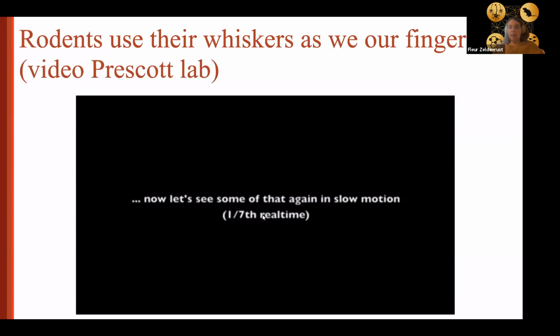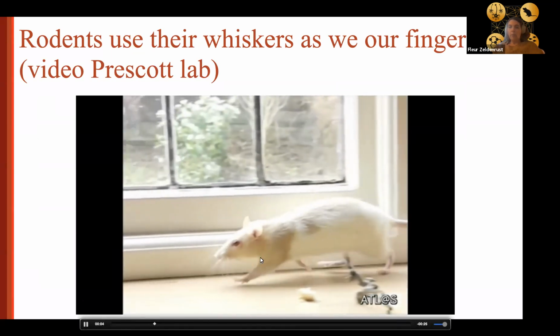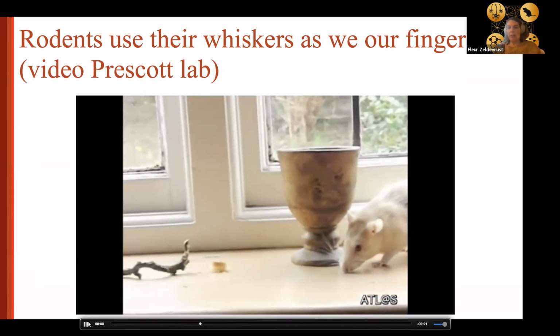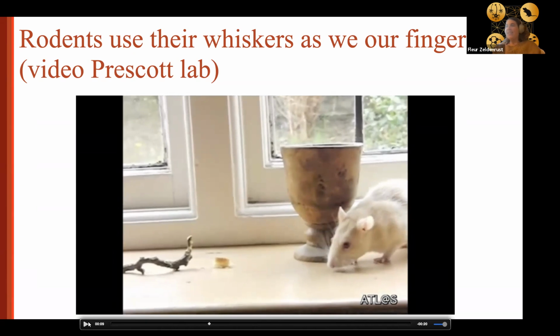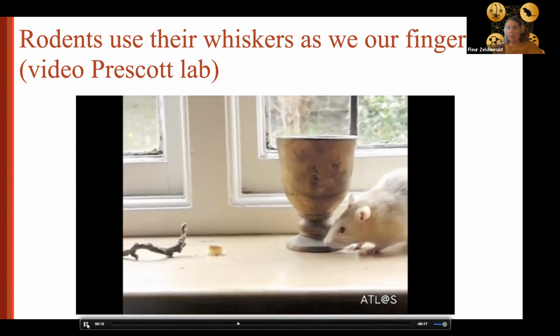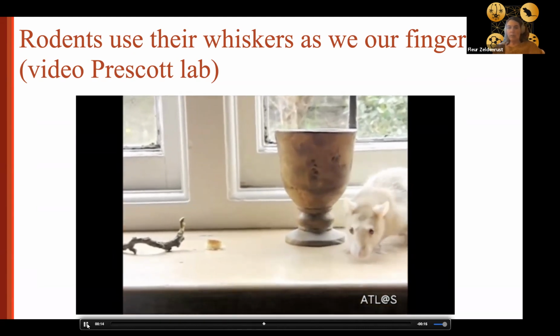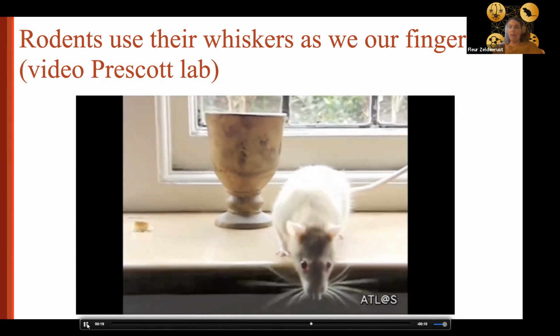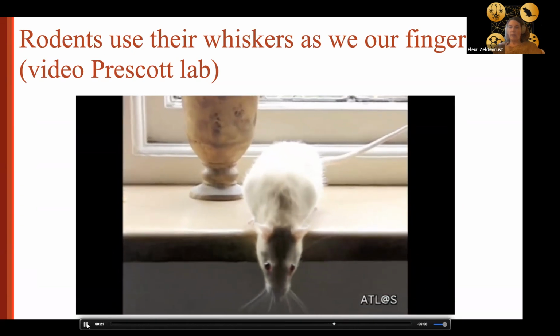Now, funny thing is that animals do the same thing. This is a rat, but mice also do this. This is a video from the Prescott lab. You see, I paused it, this is actually at 1/7 the speed, because normally the speed at which rodents use their whiskers is 50 hertz. So it's way too fast to see. But what you see is that if it explores this kind of cup, it makes very small movements with its whiskers. But when it goes out into this big open field, it makes very, very large movements with its whiskers, as you can see here.